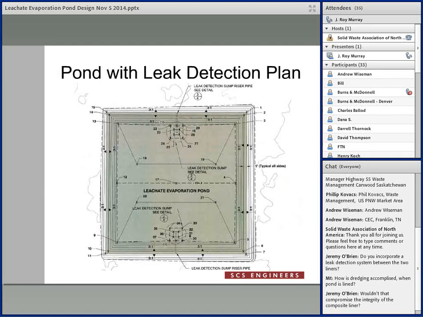This is a pond with a leak detection system, and in order to minimize the airspace loss because of the pond slope having to go all the way up to one end, what we did was we split it and put in two different sumps, so that cut down the airspace or the capacity loss on both of those.